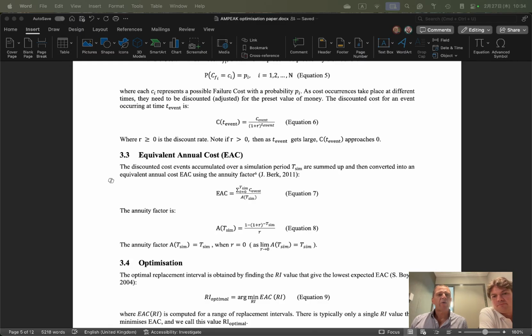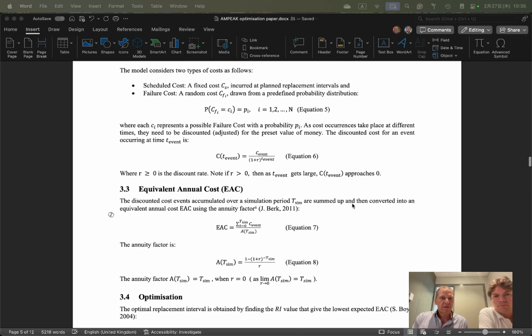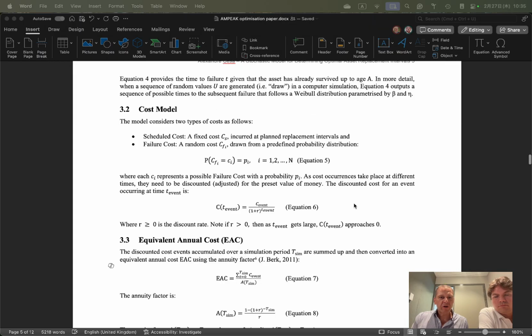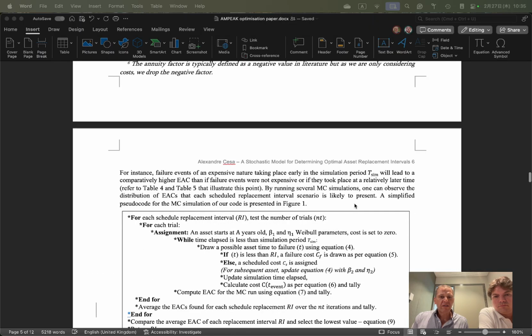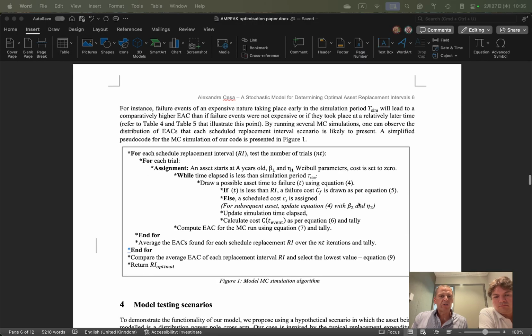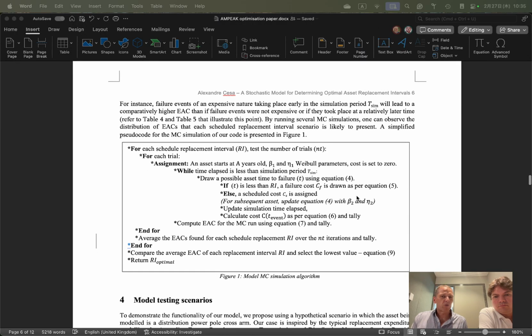We'll be briefly talking about the paper we are presenting at the AMPEAK with the objective of finding the lowest replacement cost of an asset using some modeling simulation techniques. We're just sharing here the screen of a paper with some mathematical formulas that we are going to be covering shortly. So a number of equations here for calculating equivalent annual cost, the pseudocode of how we do it, and we'll be talking shortly about the Python and Excel interfaces themselves.